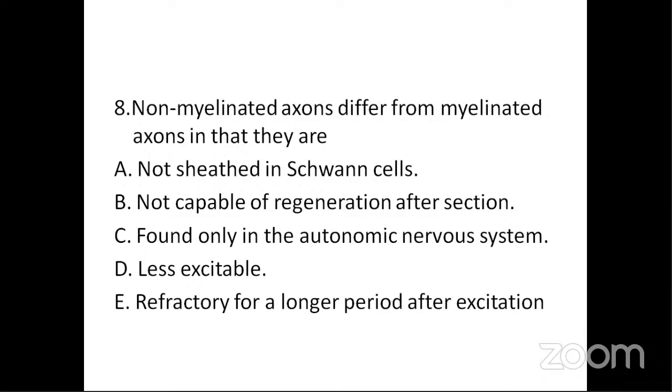Okay. And found only in the autonomic nervous system. False again. Some sensory fibers serving pain and temperature are unmyelinated C fibers. So, only in the autonomic nervous system is wrong. And they are less excitable. Yes, it is true. Myelinated fibers have a lower threshold for stimulation.